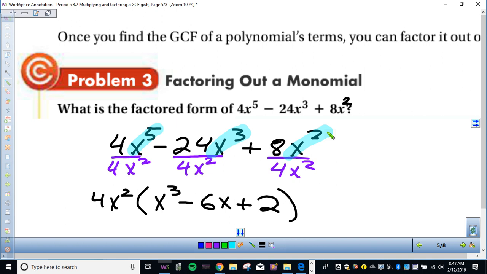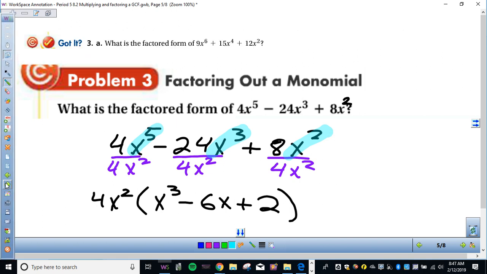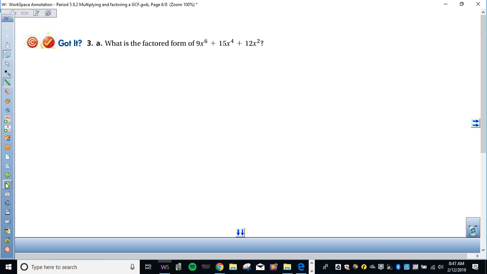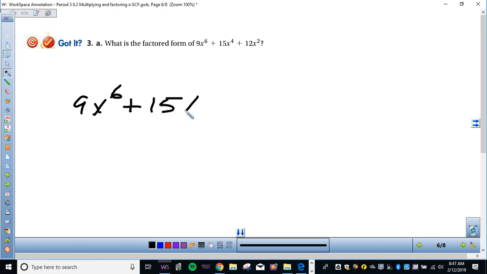It's a good question. All right, let's have you try this one on your own. I'll write it bigger so you can actually see it. 9x to the 6th plus 15x to the 4th plus 12x squared. Okay, try that on your own, please.